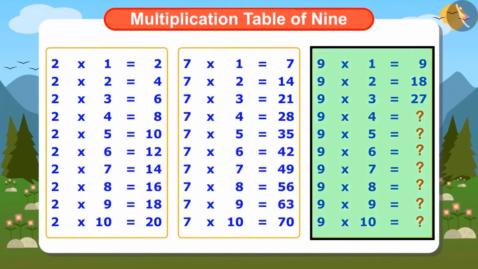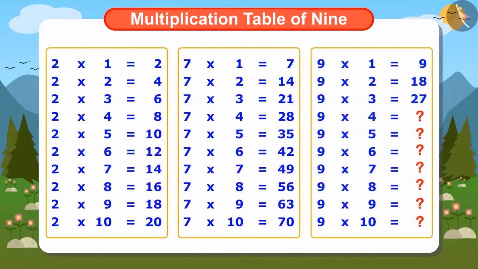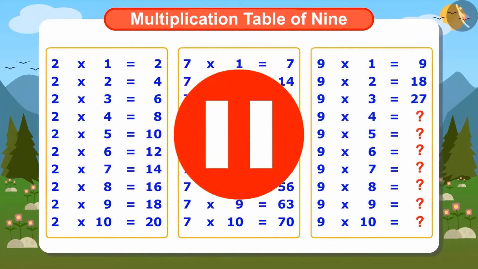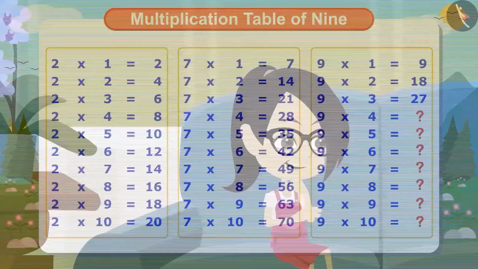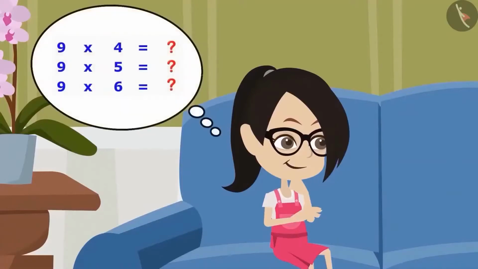Vandana has found out the initial 3 answers of the table of 9. You can stop this video and try to find the next 3 numbers. Now let us see how Vandana finds out the next 3 numbers.